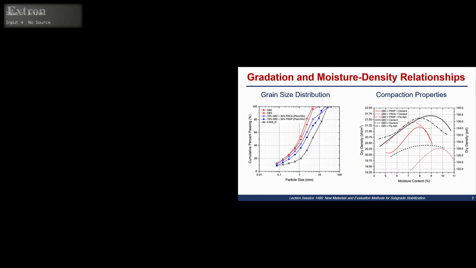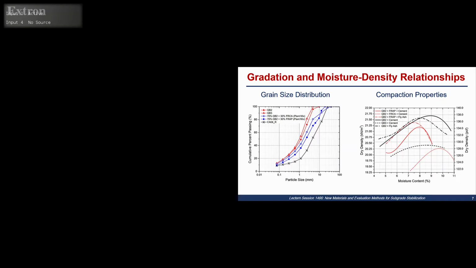First of all, just briefly describing some of the lab work that was done before the study. We had to evaluate the materials in the lab, know some characteristics of these materials. Of course, we needed to know the grain size distribution of the materials. So what you see here in red are the Quarry By-Product materials from the 2 sources.